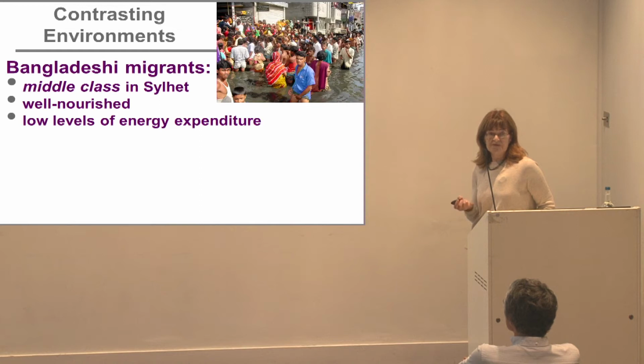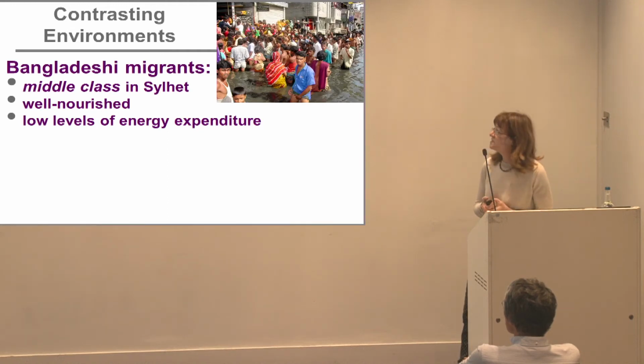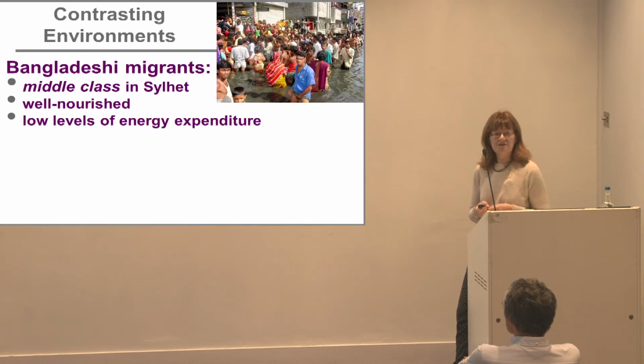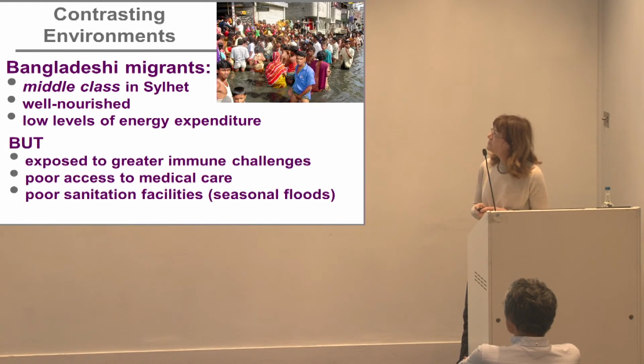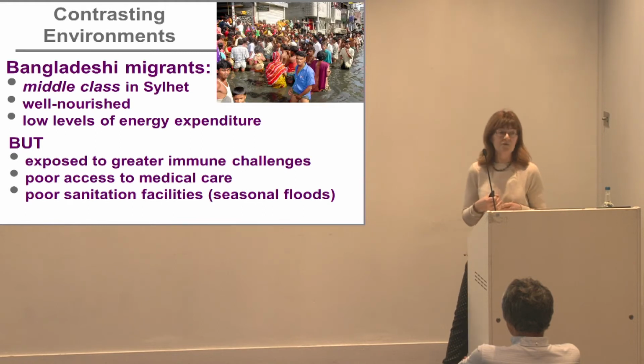So in terms of contrasting environments between Bangladeshis and white British people, whom we use as comparative groups as well, what is it that's different then? If they're from the middle class, we know they're not poorly nourished, so there's nothing in that respect that could explain differences that we might find. People from Bangladesh who migrate don't tend to spend long hours laboring in fields, so they don't have high levels of energy expenditure. But what we do think might explain the differences that I'll talk to you about in a minute is that in Bangladesh, even if you are of relatively high socioeconomic status, you are still exposed to a far greater number of immune challenges.